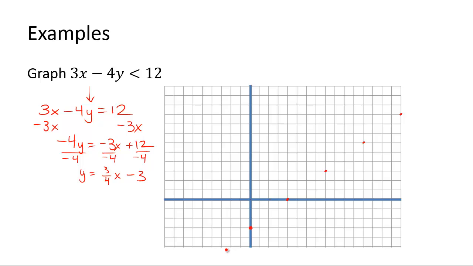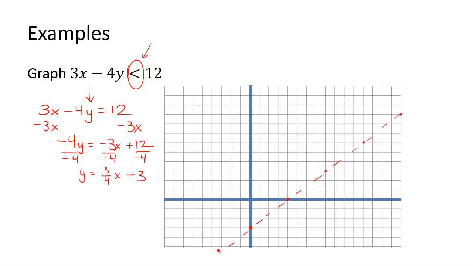And for this boundary, before you draw the line, you have to decide: is it dotted or solid? Well, in this case, we're not including the boundary because there's no equal sign. So we need to make this line a dotted line. It's representing the boundary, but none of the points on this line actually satisfy the inequality.